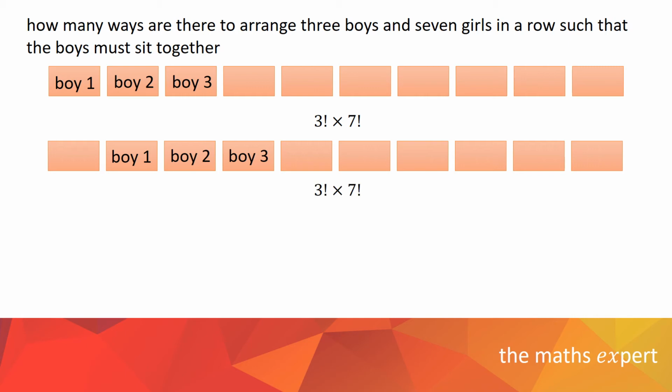I can repeat this process and count that there are 8 different places I can put the 3 boys in by sliding them from left to right by 1 each time. This gives me a total of 3 factorial times 7 factorial times 8 number of permutations, or 241,920 permutations.